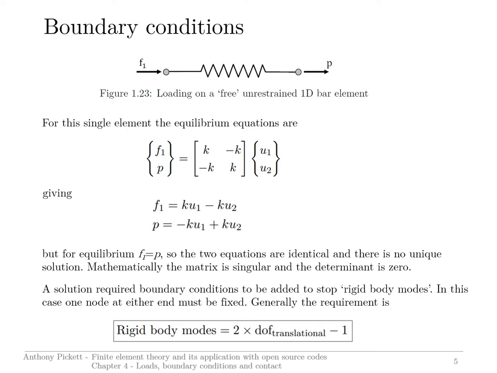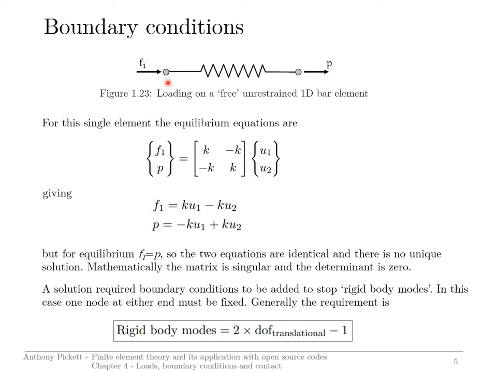If we look at a simple bar element, we apply a load P at one end. It's free, and we have then a force at the other end. Now, for this system to be in equilibrium, static equilibrium, obviously F1 must be equal to minus the applied load P.